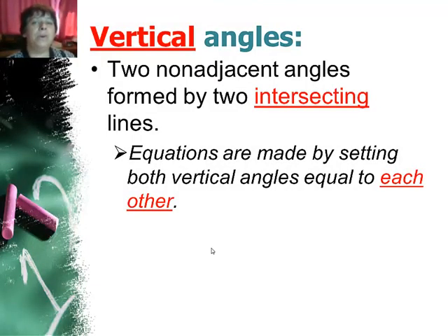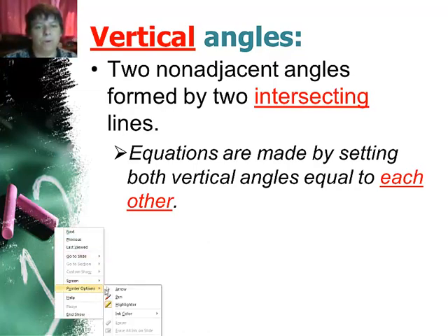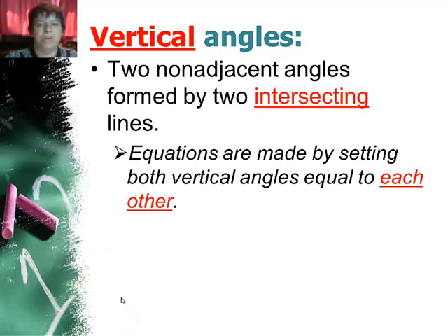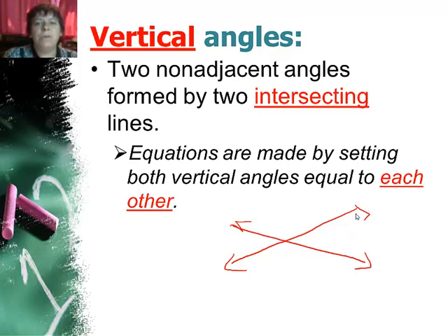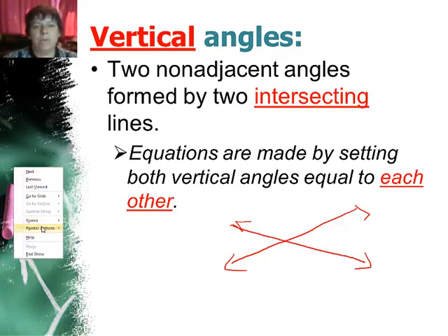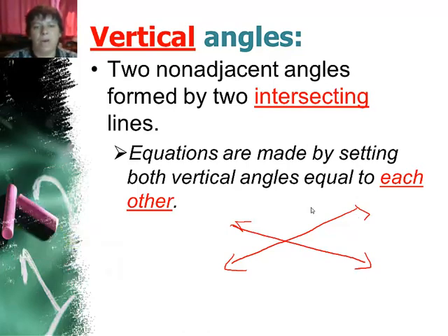Now, vertical angles is a special angle pair that forms when you have two intersecting lines, and the angles kind of point at each other. Let me just quickly draw one for you so you can see. If I had a line like this and another line intersecting it, the vertical angles would be the angle pairs that are right here. So this angle right here goes with that angle.